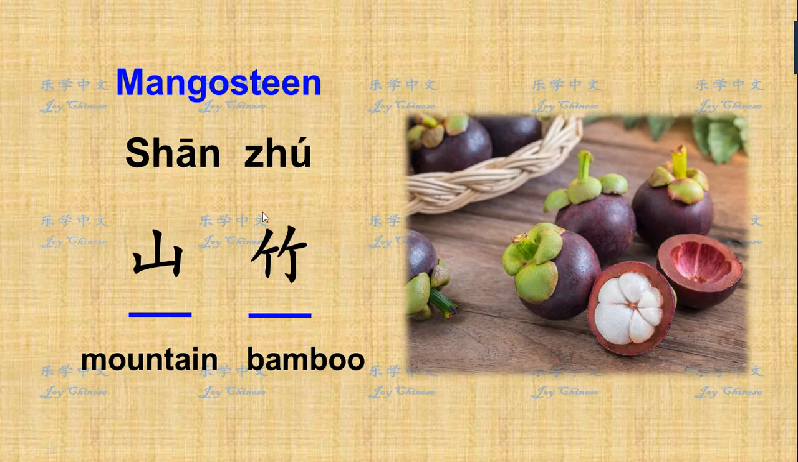Zhu actually means bamboo. The two characters together mean this fruit. It's supposed to be a very nutritious, good fruit. 山竹. Okay, see, this is the plant, the tree for the fruit 山竹. This is how it looks like.